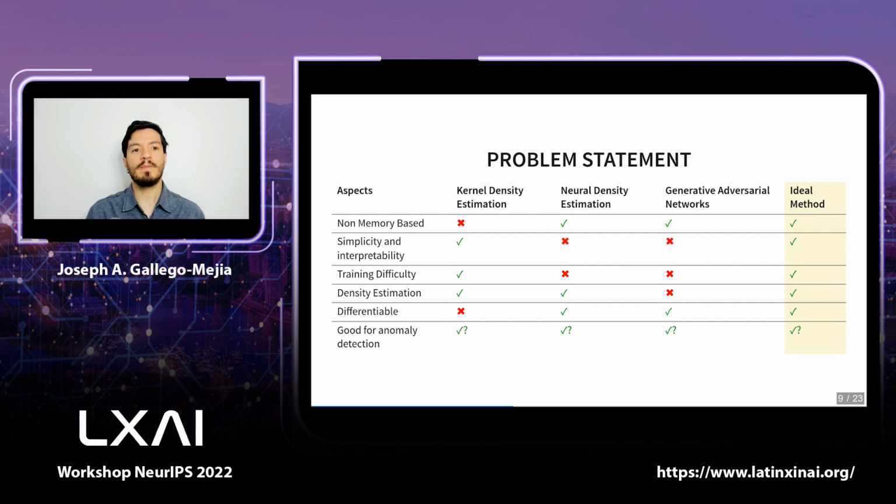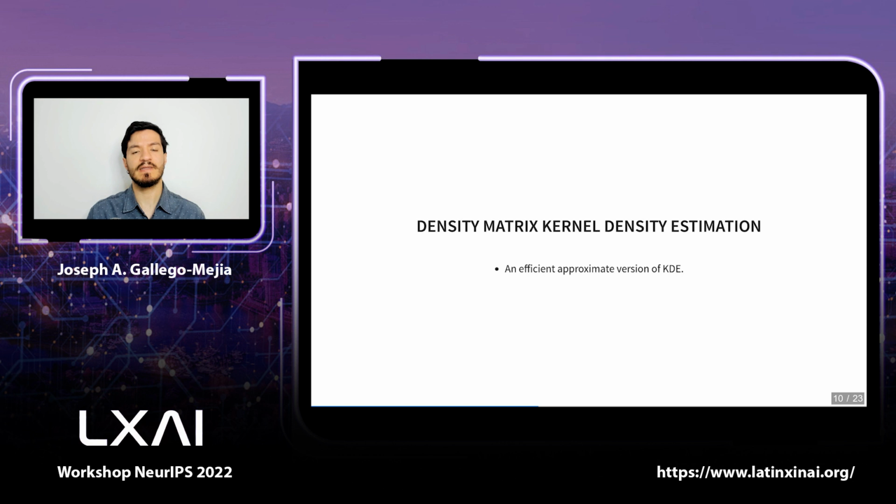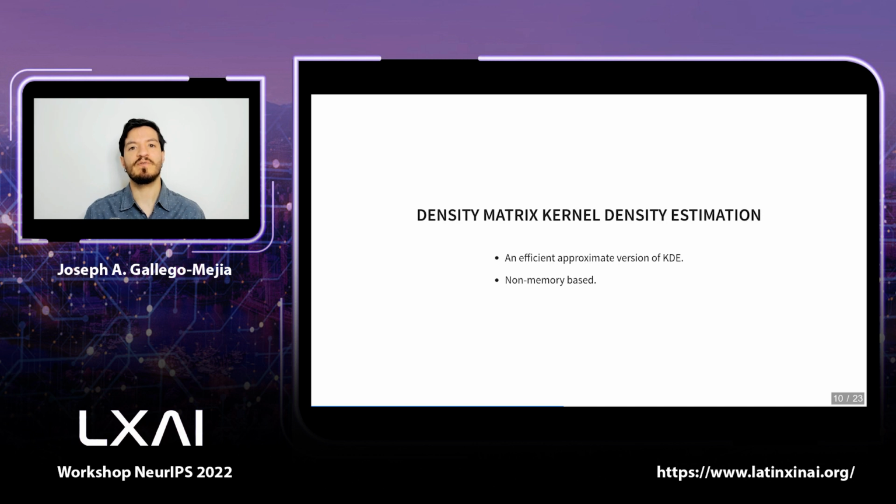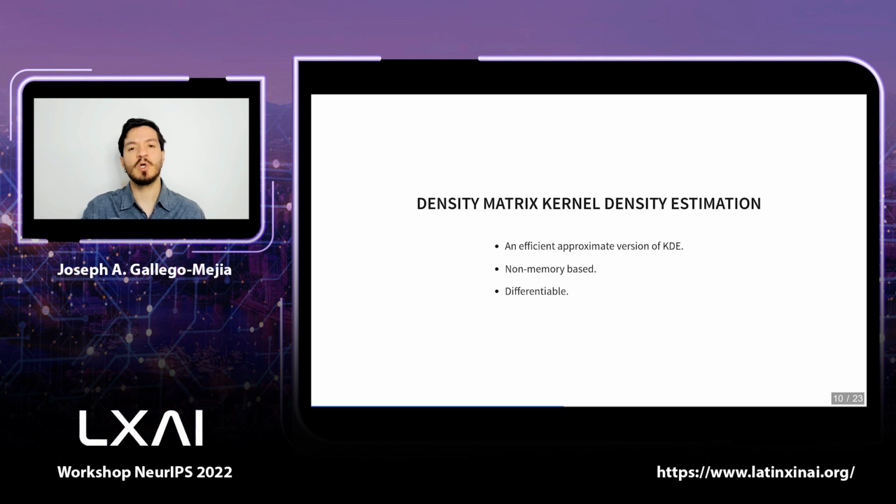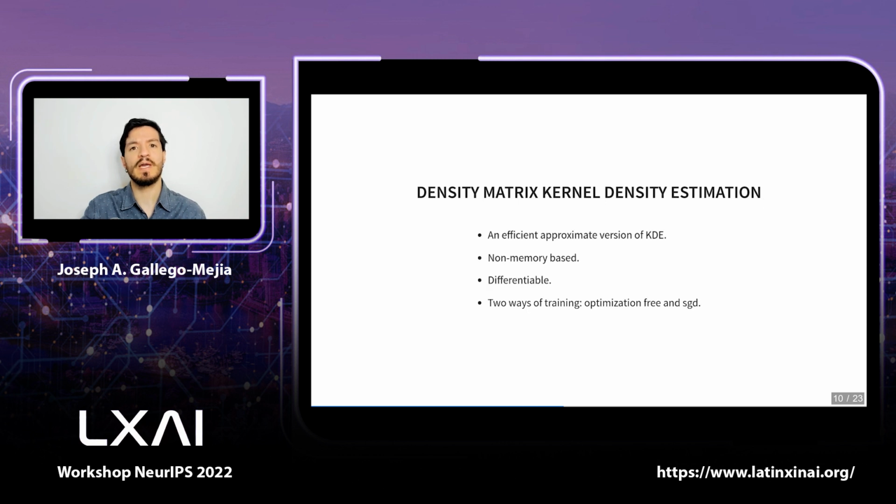Thus, our problem statement is that we want to create a novel method that is not a memory-based algorithm. Also, it is differentiable, so we can integrate it with novel deep learning approaches, and we can use it to solve anomaly detection problems. Taking into account these problems, we propose density matrices kernel density estimation. That is an efficient approximation of kernel density estimation. Also, it is non-memory based, solving the problems with efficiency. Also, it is a differentiable algorithm, so we can combine it with other deep learning approaches.